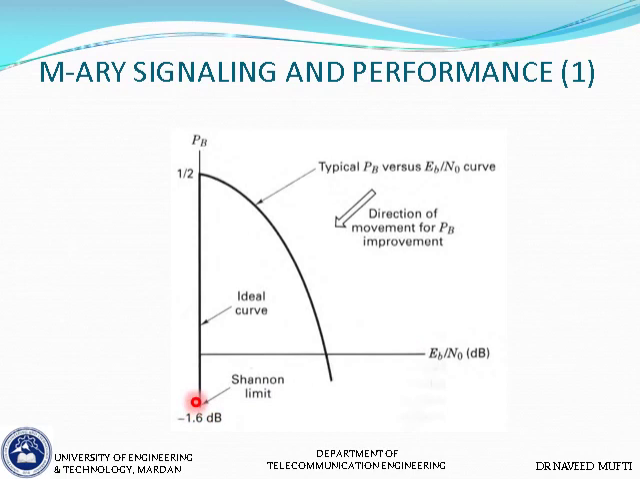So it should be clear, by comparing the typical PB curve with the ideal one, that the large arrow in the figure describes the desired direction of movement to achieve improved PB performance. As we move along this direction here, that is an improved error performance. As we move along this direction here, that is a degraded error performance.